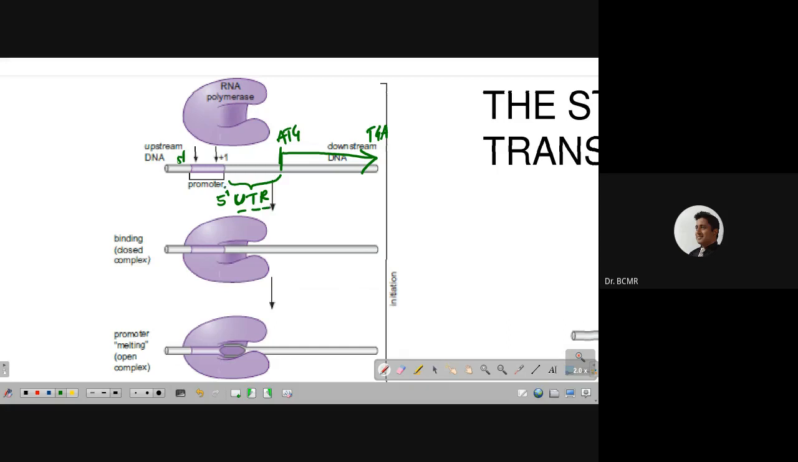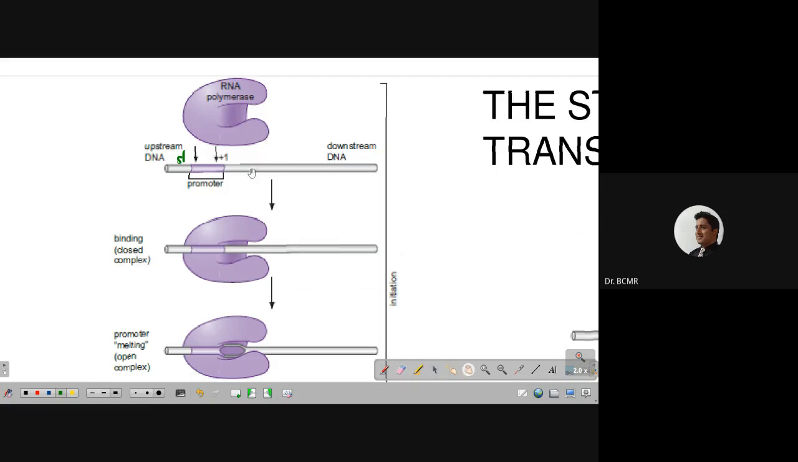The mRNA, when it is produced, will be something like this. It will be this long from here till here, and the open reading frame is from here to here. So this is the 5' UTR, and this part will be the 3' UTR, the untranslated region. Okay, that's good enough with the terminology.